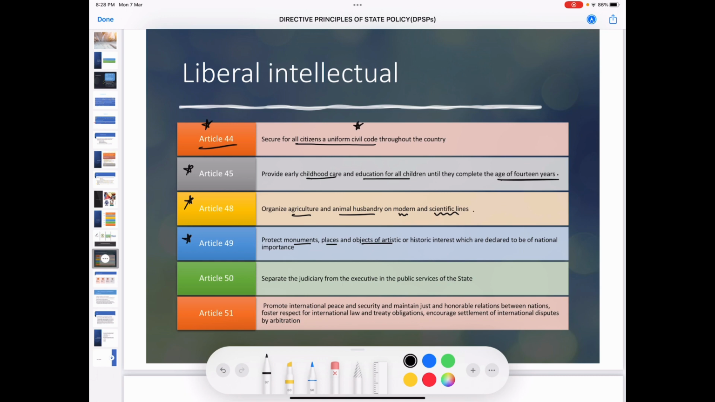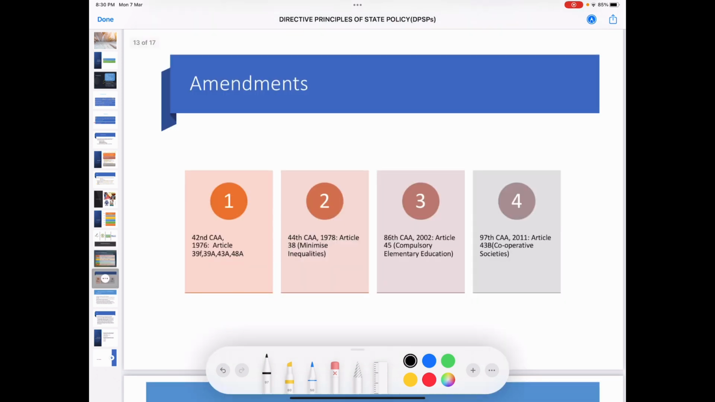Very important. Article 50, separate the judiciary from executive in public services of state. And Article 51, promote international peace and security and maintain just and honorable relation between nations. Now let's talk about amendments.